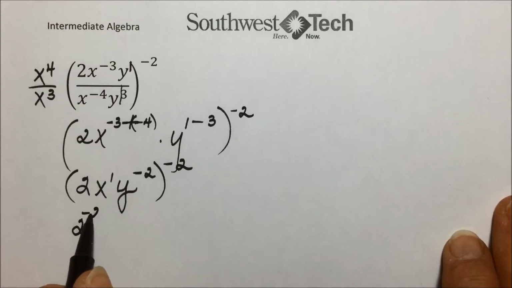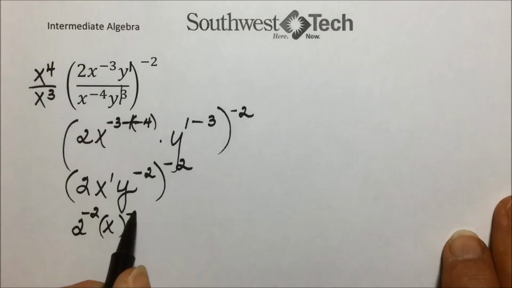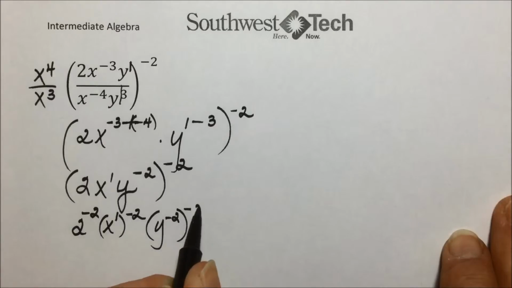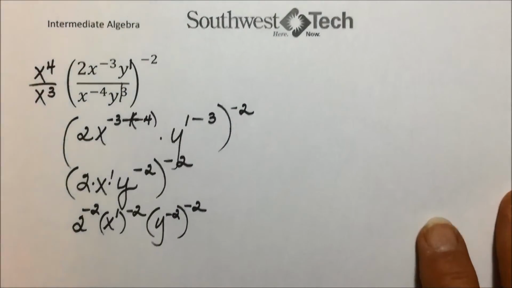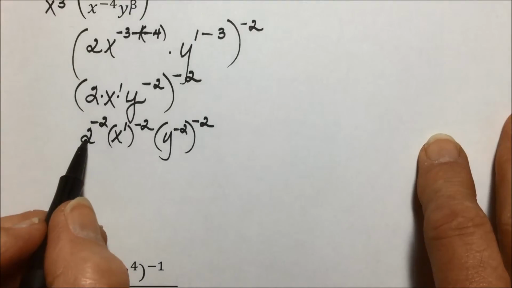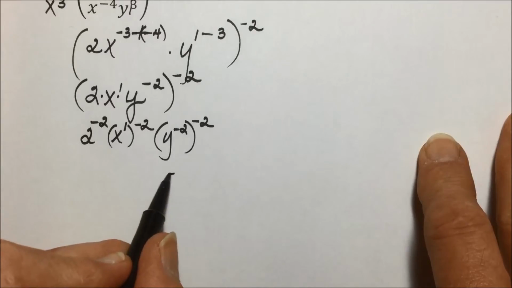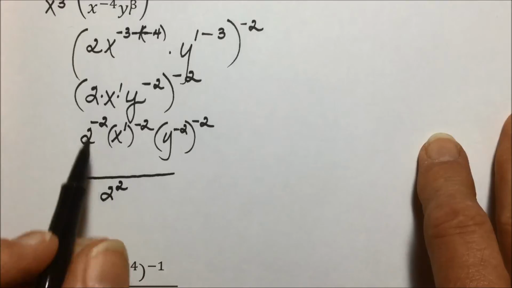2 is raised to the negative 2. X to the first is raised to the negative 2, whether you put the 1 or not. And y to the negative 2 is also raised to the negative 2 power. So each one of those three factors is raised to the negative 2 power. 2 to the negative 2, to eliminate that negative, we'll put it in the denominator. So we put a 2 to the second in the denominator.